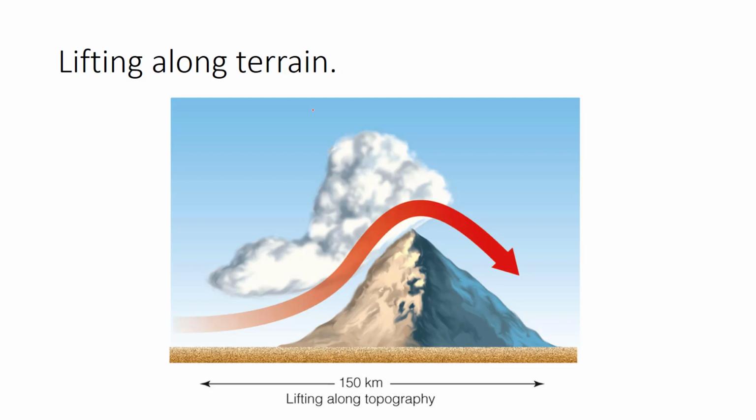The second type of lifting, and this is actually one that we experience by my college. I live near Cupertino, which is in the Silicon Valley, and we actually get about half as much rain as our neighbors in Santa Cruz. And the reason why is because of lifting along terrain.